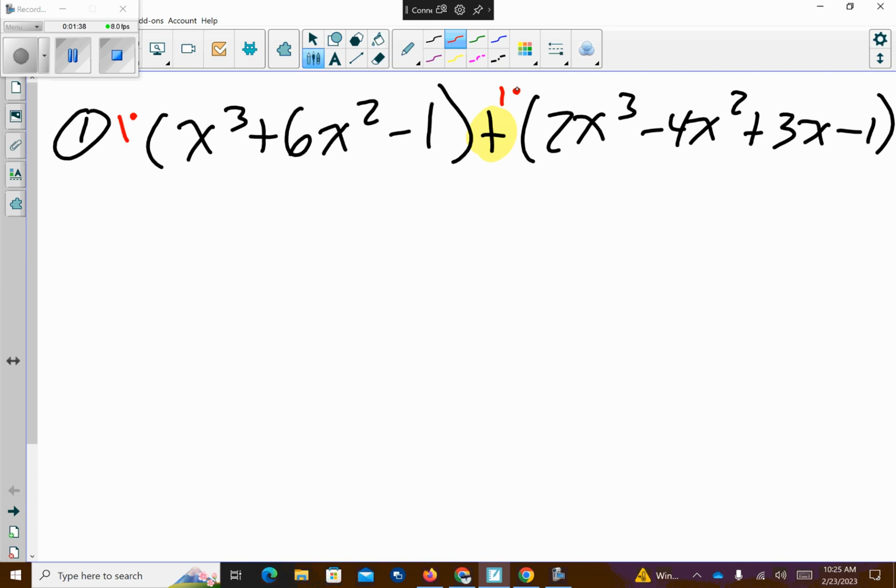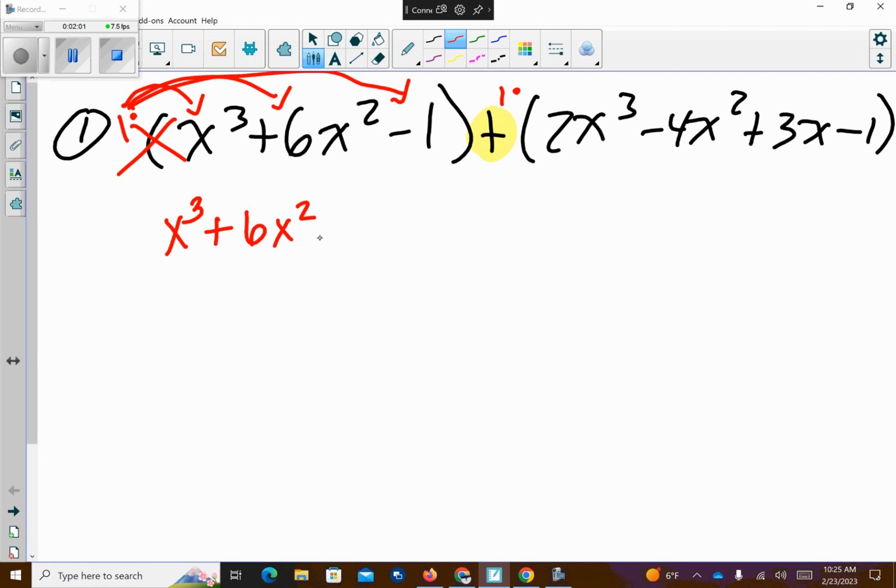Do we kind of remember that from the beginning of the semester? A little bit, kind of, sort of. Now it's kind of getting the cobwebs out, okay? And we're going to distribute out that 1. Really what that is doing is canceling out those parentheses. So all you have to do is just rewrite x cubed plus 6x squared minus 1. And again, same with this other parentheses as well. Plus 2x cubed minus 4x squared plus, this is a long problem, 3x minus 1.